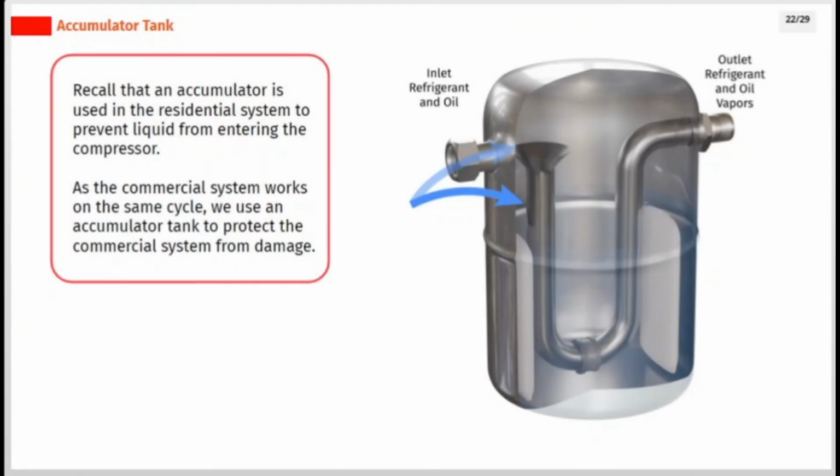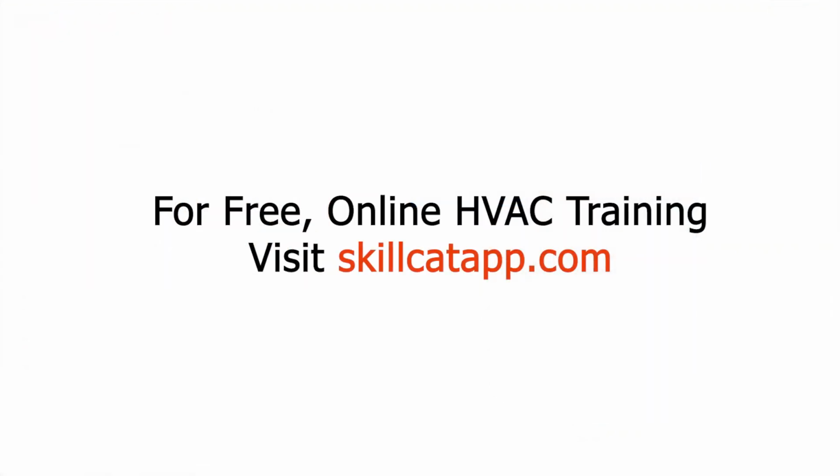Recall that an accumulator is used in the residential system to prevent liquid from entering the compressor. As the commercial system works on the same cycle, we use an accumulator tank to protect the commercial system from damage.